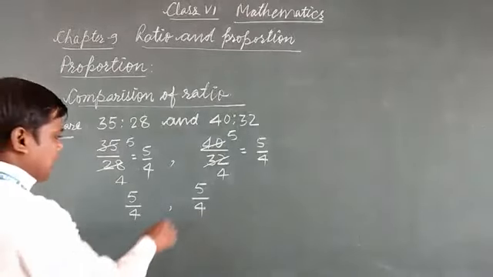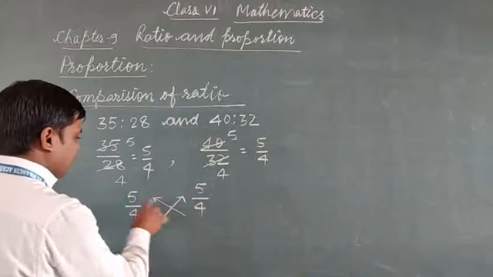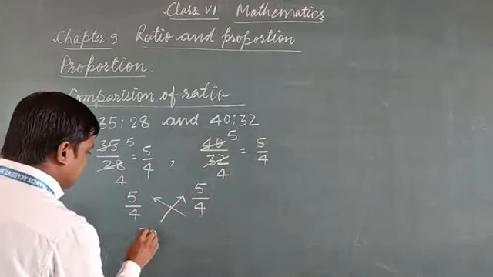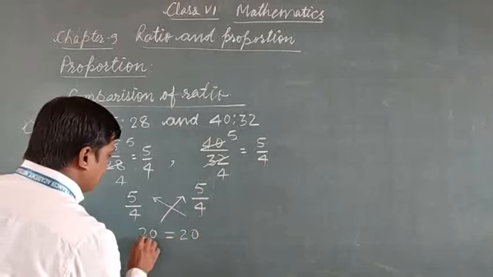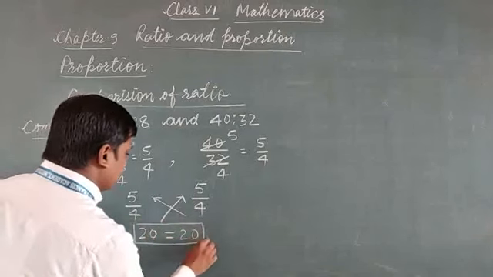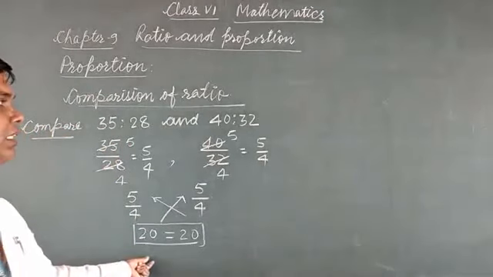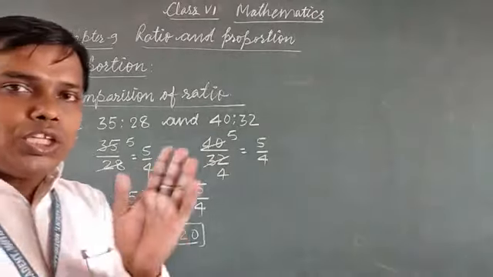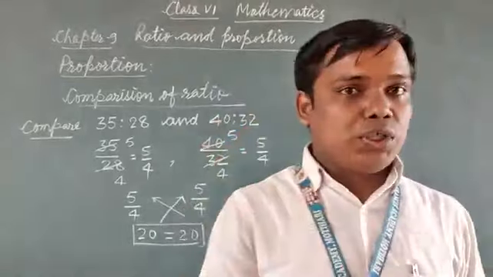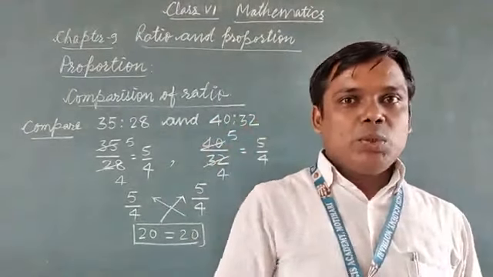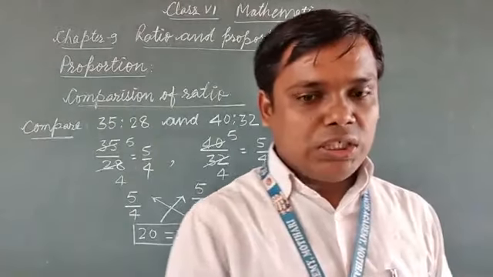Now you have a method to compare these two. I am using the cross multiplication method. 5 fours are 20. Here also 20. These two ratios became equal. So what does it mean? When two ratios are equal, they are said to be in proportion.